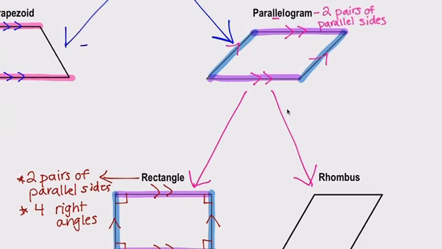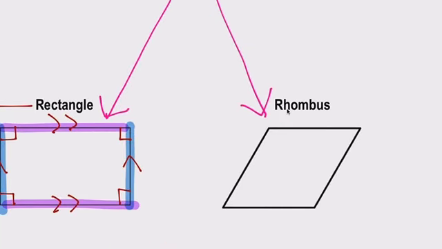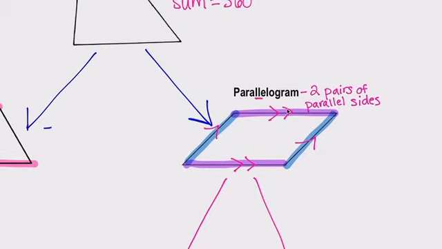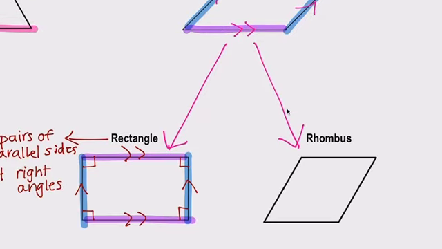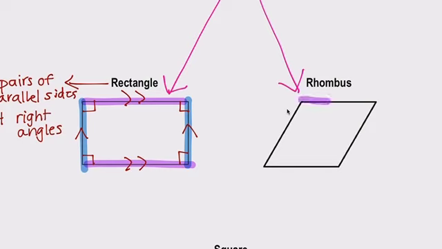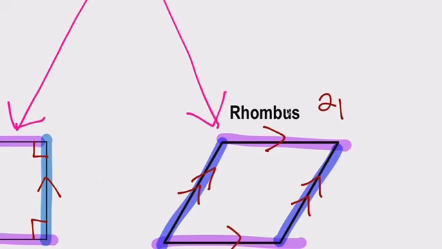Now, a parallelogram, remember, like we said, a parallelogram has two pairs of parallel sides. Well, so does a rhombus. These two sides are parallel, and these two sides are parallel. We could show them using the symbols. So we would write two pairs of parallel sides.